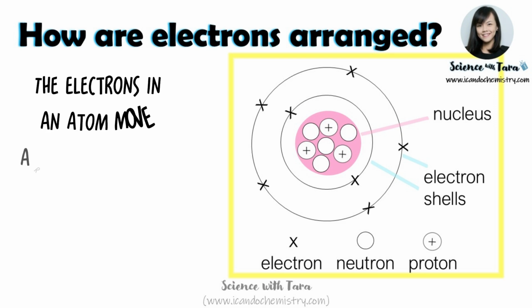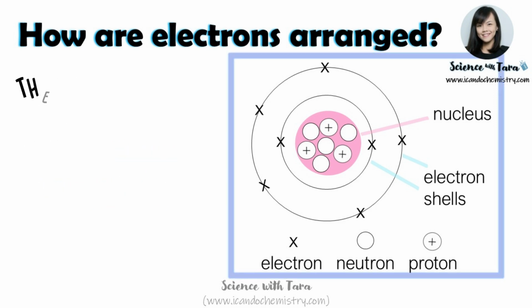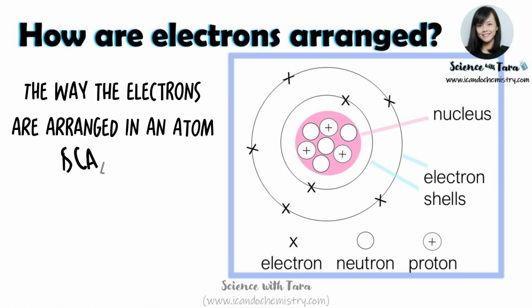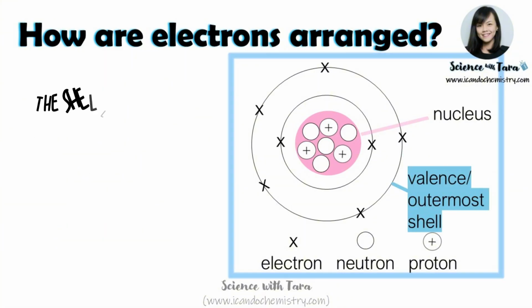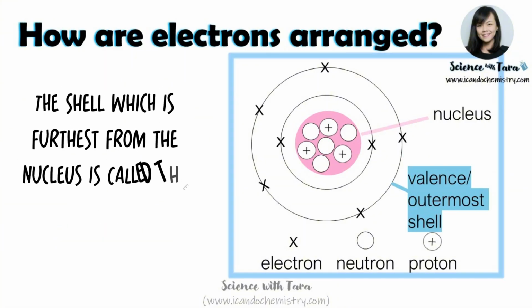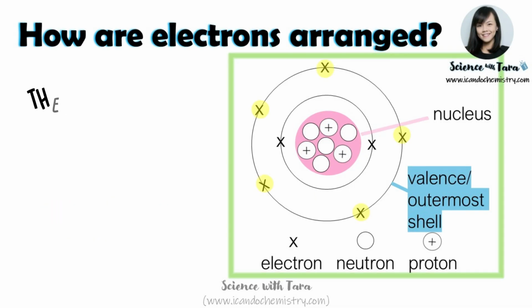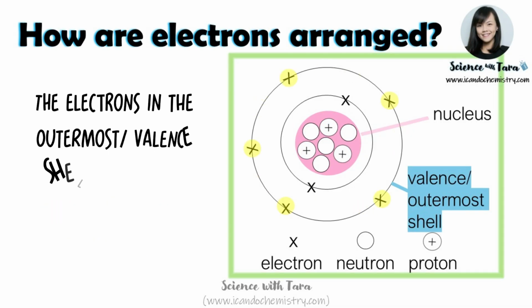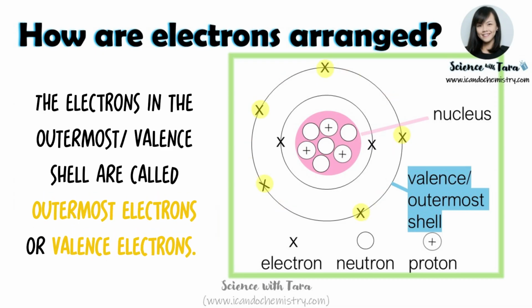The electrons in an atom move around the nucleus in electron shells. The way the electrons are arranged in an atom is called its electronic configuration. The shell which is furthest from the nucleus is called the outermost shell or valence shell. The electrons in this shell are called outermost electrons or valence electrons. These are the electrons involved in chemical bonding.